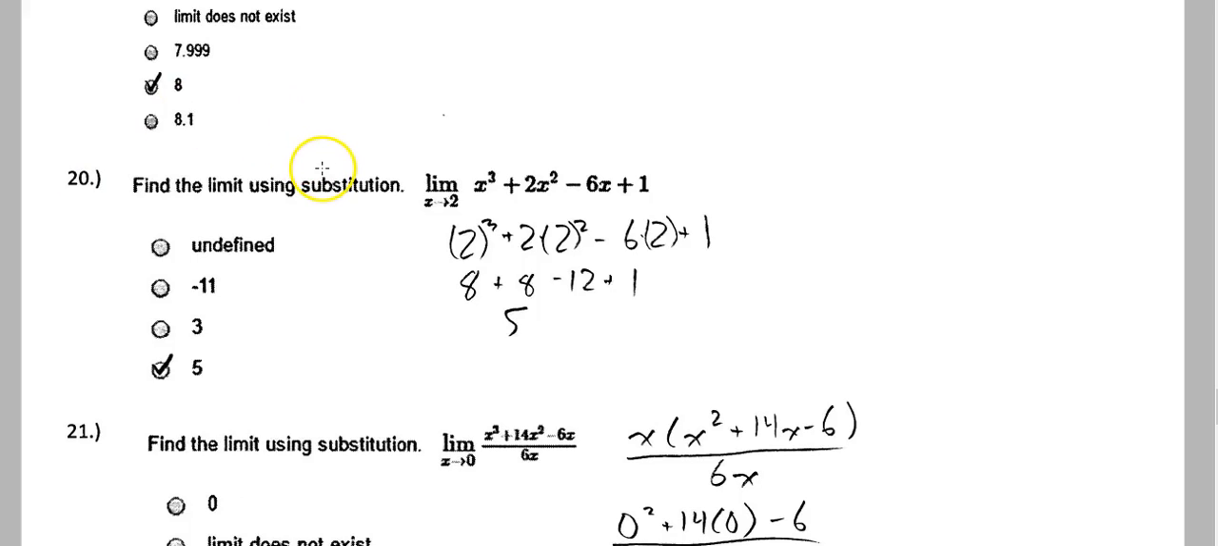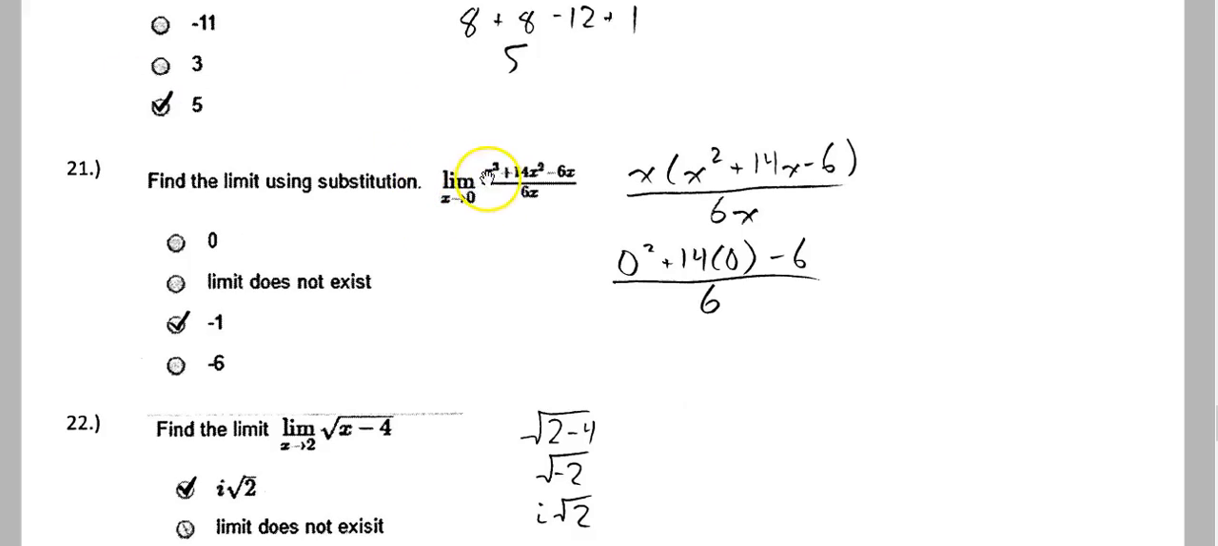This one's specified to use substitution, but honestly, that's always the first way I approach evaluating limits anyways. I always try to just plug the number in directly, because sometimes that is going to be the same answer anyways, and that's the easiest way to compute it in most situations. So by plugging in x is 2, you get 2 cubed plus 2 times 2 squared minus 6 times 2 plus 1. Just multiply out and combine all the like terms there to get the answer of 5.